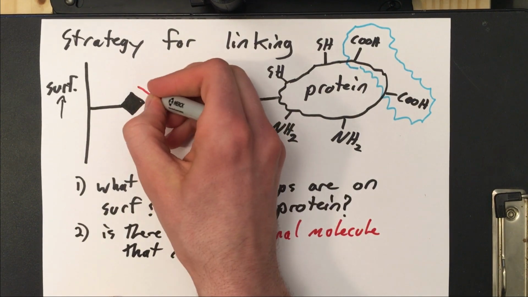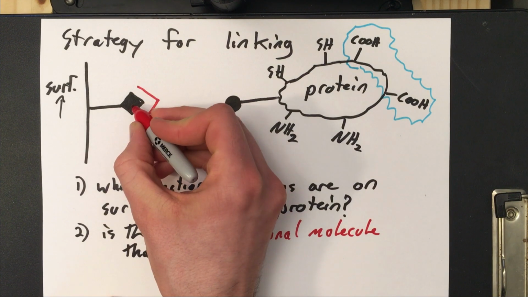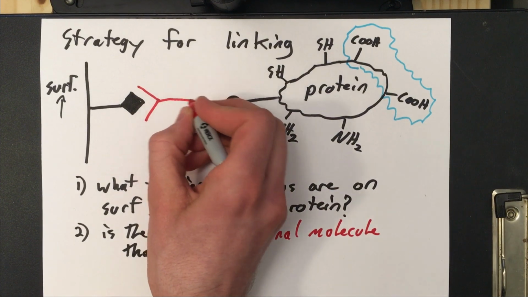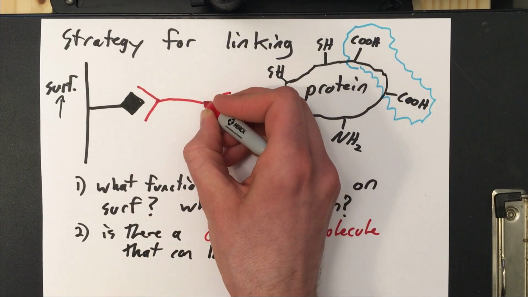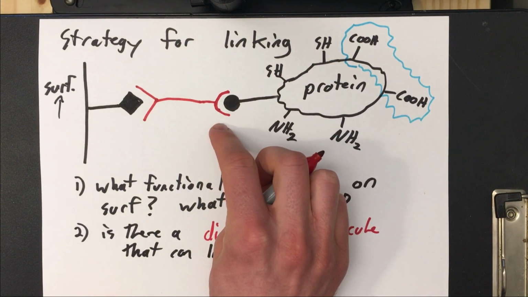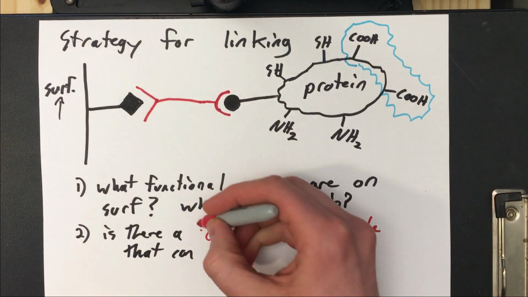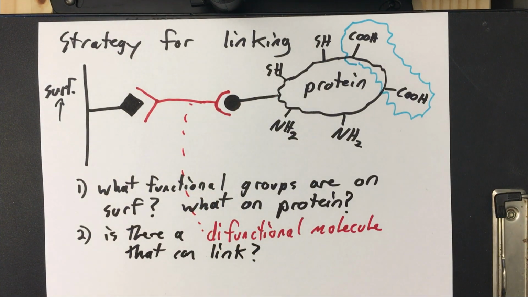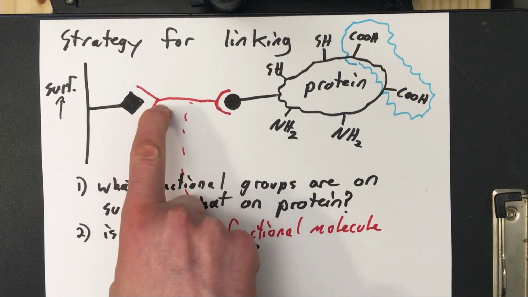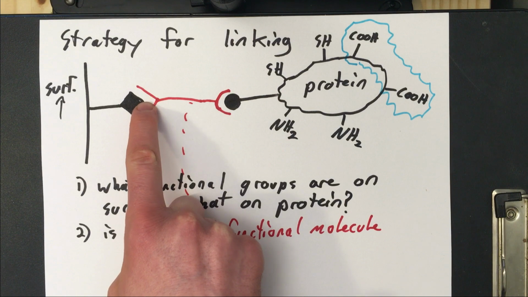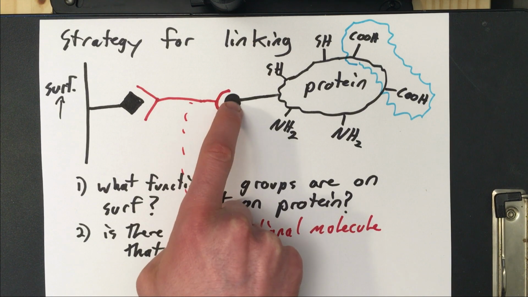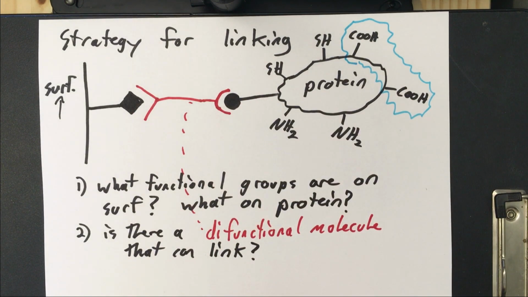That difunctional molecule might have one functional group on it that's very sticky to the functional group that's present on the surface, and some other functional group on it that is very sticky to the protein, right? So this difunctional molecule can basically create a potentially covalent bridge between those. It has one functional group that reacts to form a covalent bond with whatever functional group's on the surface, and another functional group that can react to create a covalent bond with whatever's on the protein.